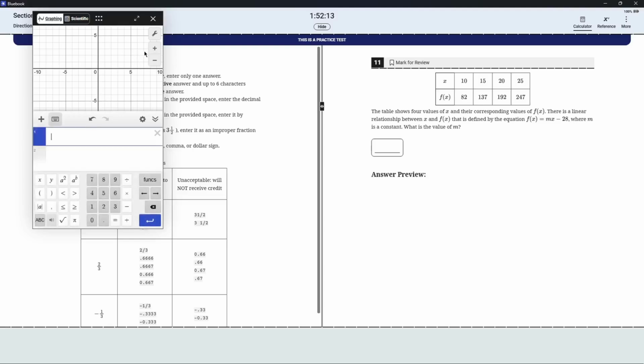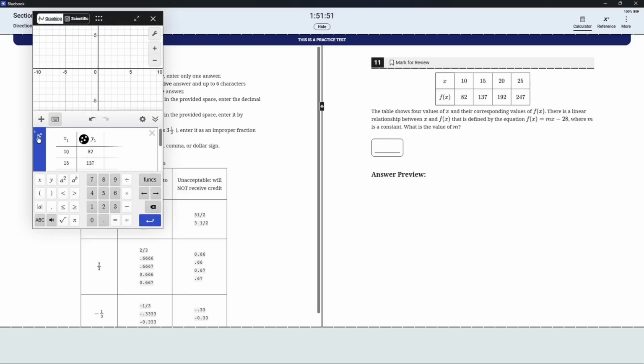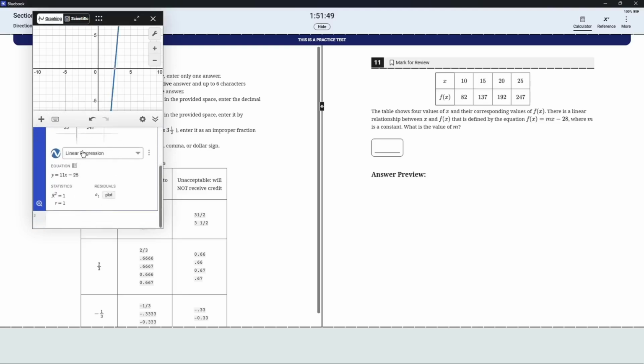So for these questions, what I would do is insert a table and type out all the values. After I've done that, I'm going to click this button right here and then linear regression, because it says there's a linear relationship. And we're trying to find the value of m, which is the slope. And if you look at this equation right here, the number next to x is m, and it's 11. The answer is 11.